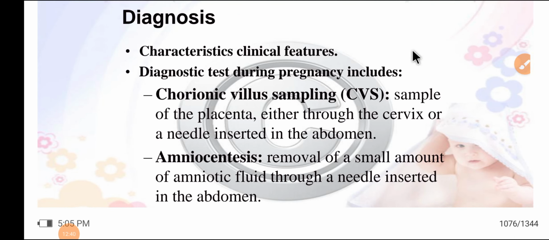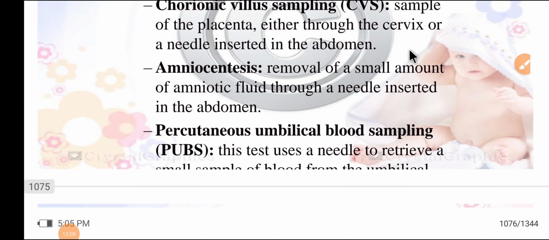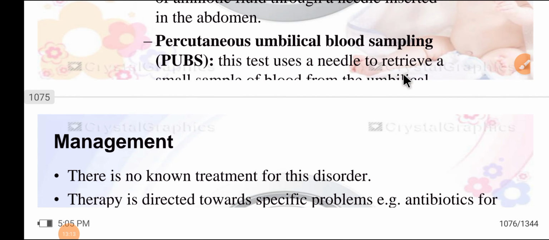Diagnosis: characteristics, clinical features. Diagnostic tests during pregnancy include chorionic villus sampling (CVS), a sample of the placenta taken either through the cervix or with a needle inserted in the abdomen. Amniocentesis: removal of a small amount of amniotic fluid through a needle inserted in the abdomen. Percutaneous umbilical blood sampling.